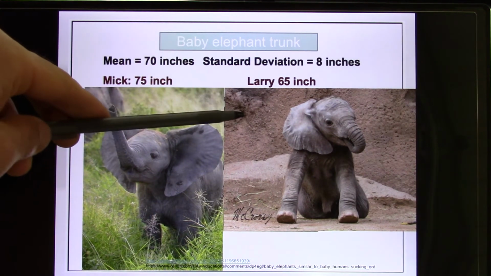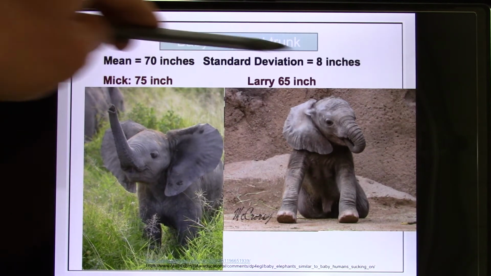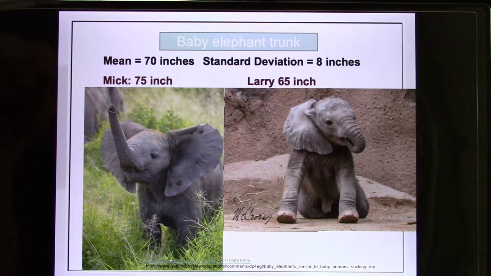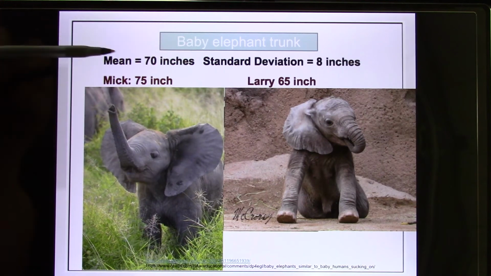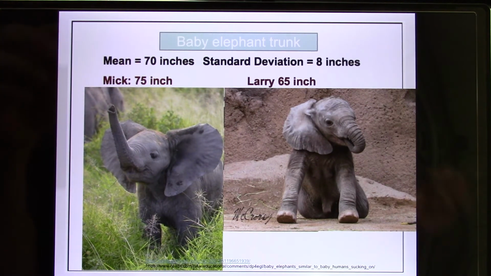Based on what? Right? We have to look at the whole population. That's why we need to have a mean and standard deviation. So we found that for baby elephants, the mean trunk size is 70 inches, and the standard deviation is 8. Okay, then let's look at the data.